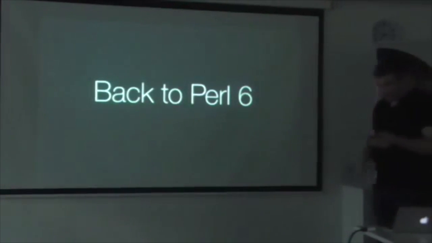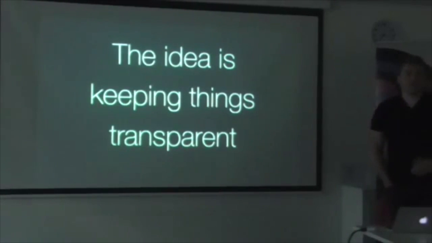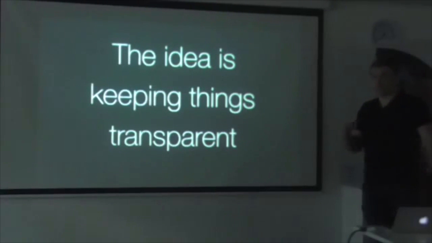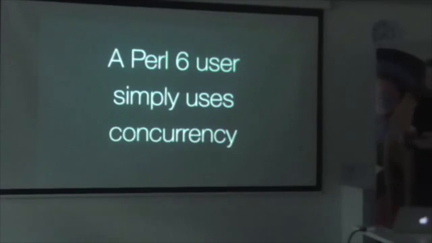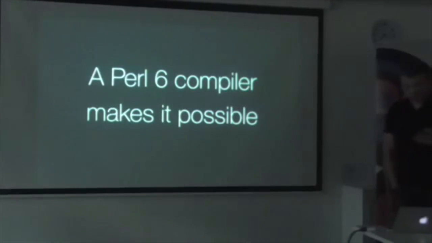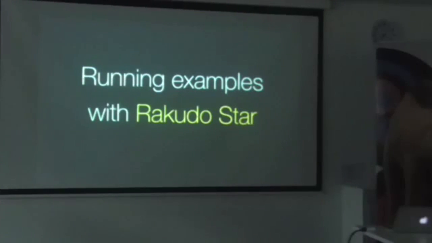So finally, back to Perl 6. The idea in Perl 6 is that the programmer does not have to think about how to create an environment for parallel calculations. It's just there. It's a really minimal number of keywords that you have to use, but you have to understand that sometimes you do not tell explicitly that you want parallelism, but the compiler might create some parallelism. Actually, I'm talking about the Rakudo Star compiler.